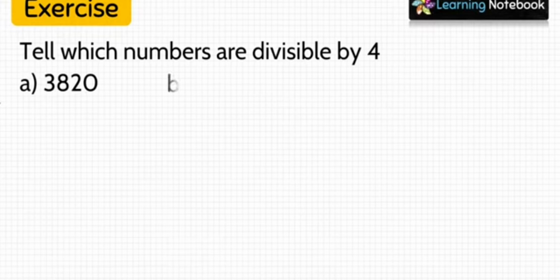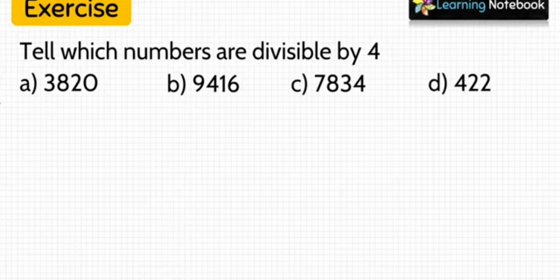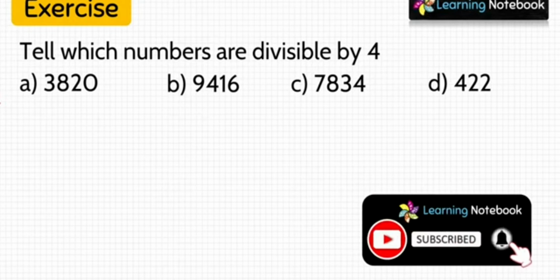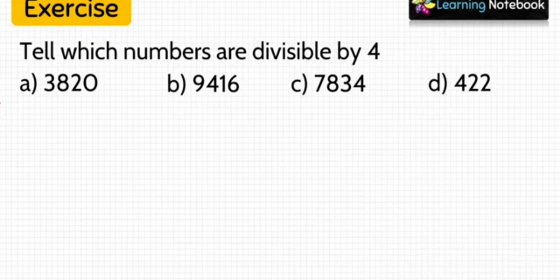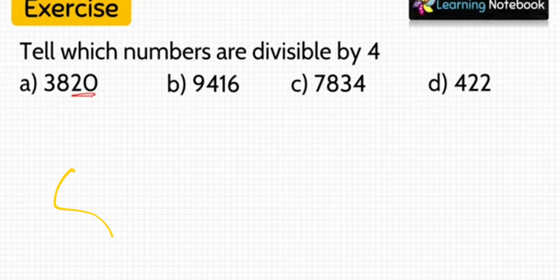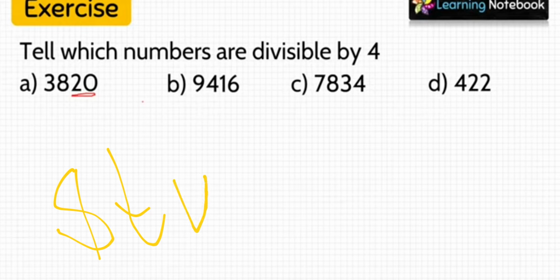Next question is, tell which numbers are divisible by 4. So, to check if the number is divisible by 4, we will check if the number formed by the last two digits is divisible by 4. So, the first number is 3820 and the number formed by its last two digits is 20, and 20 is divisible by 4. So, it means 3820 is divisible by 4.